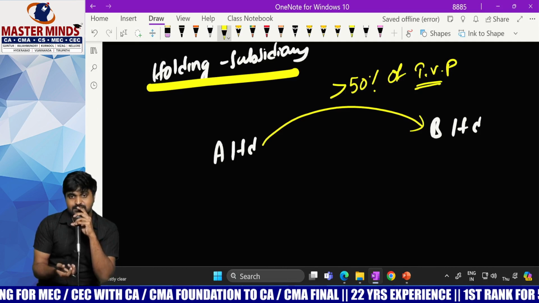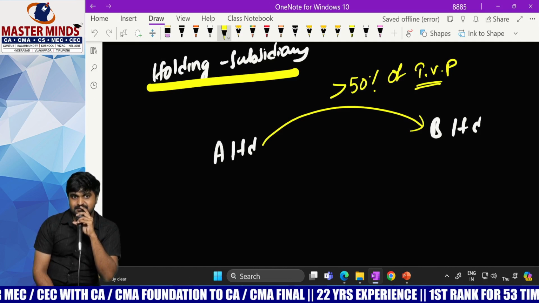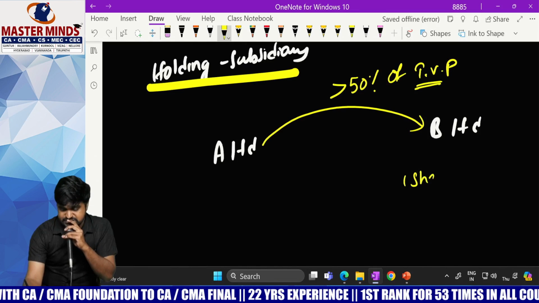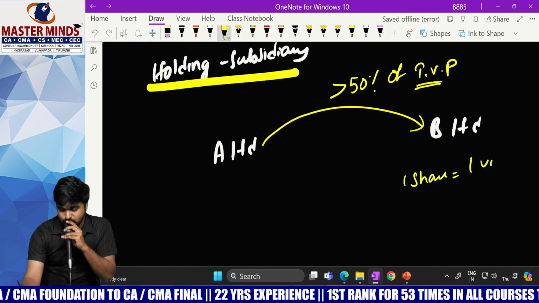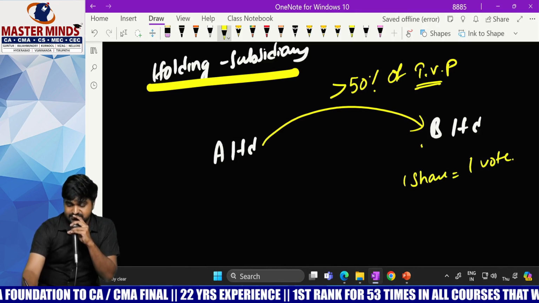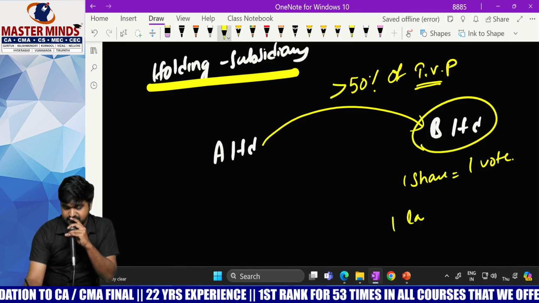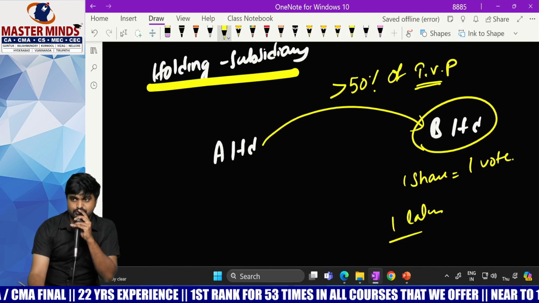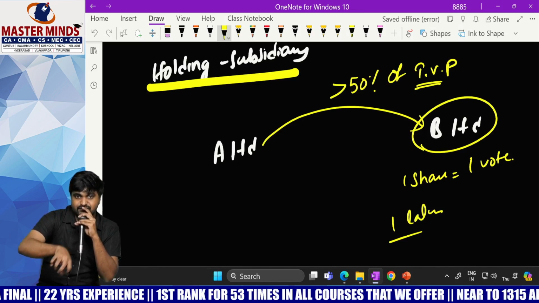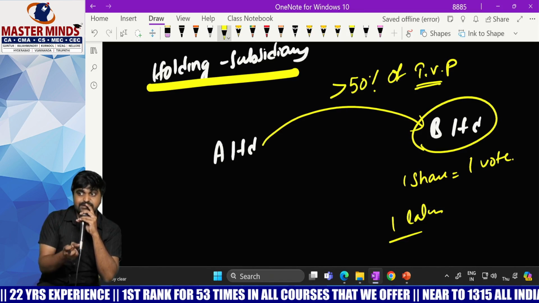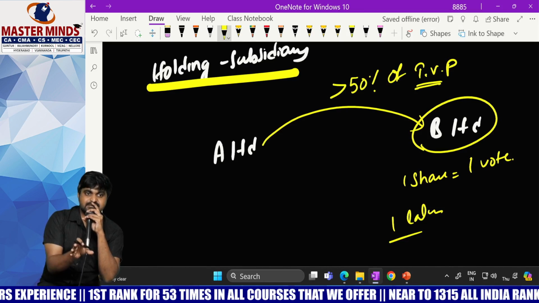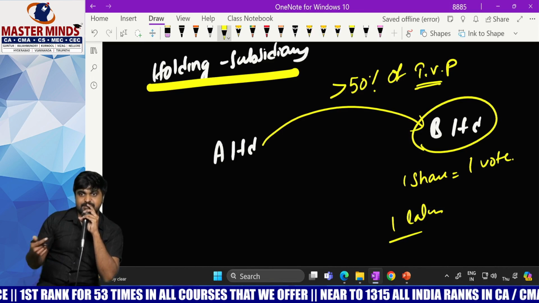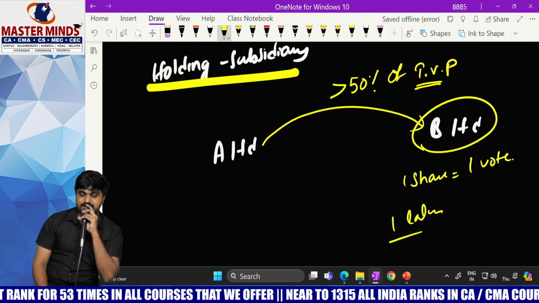So how do we get total voting power? It depends upon the number of shares. Say for example, one share has one vote. Now this company has 1 lakh shares. What is the total voting power? 1 lakh votes. So among 1 lakh votes, if any company has more than 50,000 votes, then that company will be called the holding company and the other company will be called the subsidiary company.